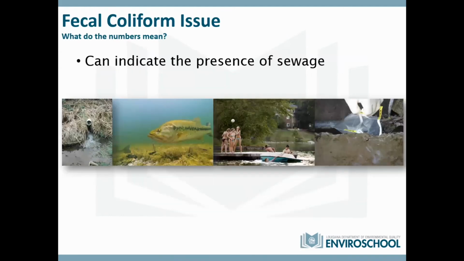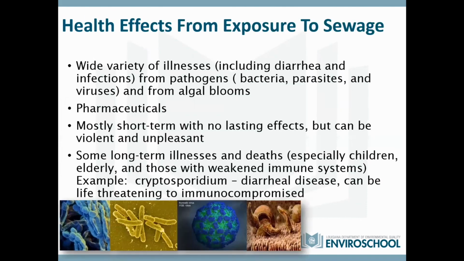So we know we have this fecal coliform and all these different watersheds are impaired from it. But what does that mean? Why do we care? What do the numbers mean? Well, it can indicate the presence of sewage in water. And why do we care about sewage? Well, it can make us sick. It could cause a wide variety of illnesses, including diarrhea and infections. And what it is, it's the pathogens in the sewage. It's the bacteria, the parasites, and the viruses that can make you sick.